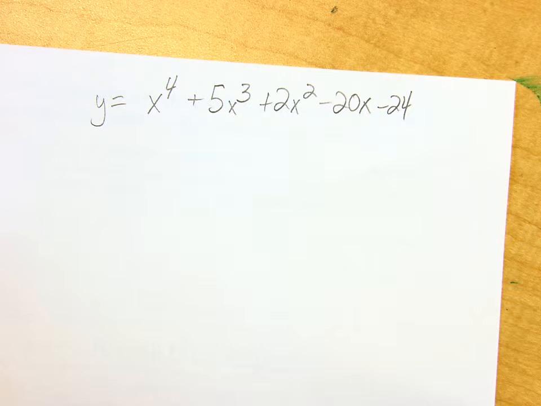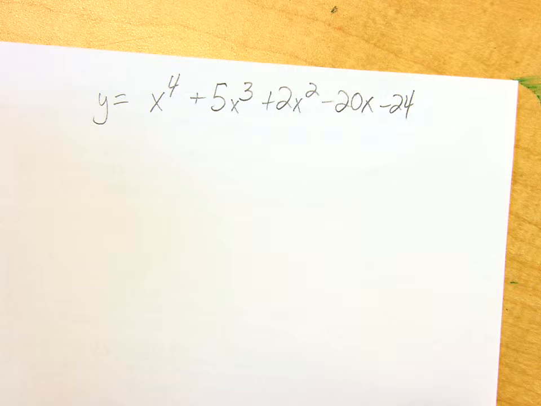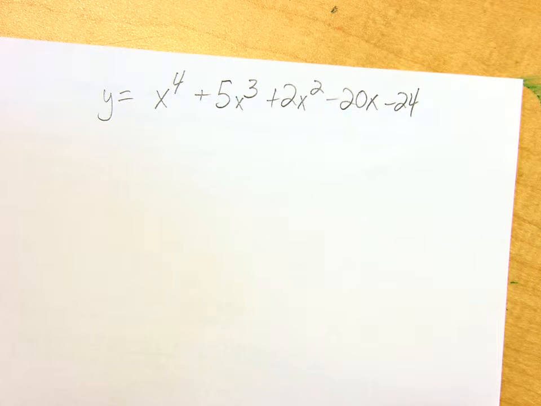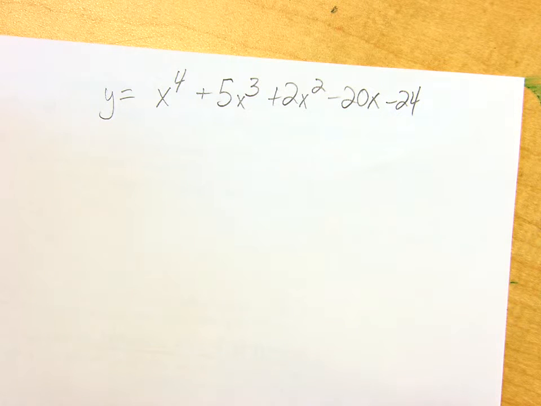Okay, today we're looking at this polynomial here. Alright, I want to try and find all of its zeros. In other words, where does this thing cross the x-axis? Okay, a couple of things that I want to know are how many times it could cross the x-axis.